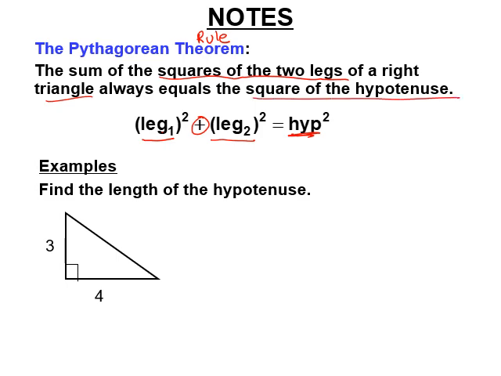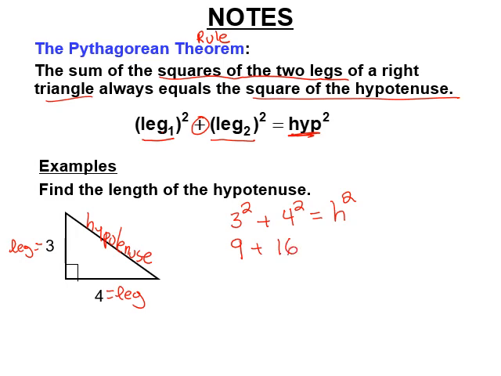Let's label. 3 and 4 are the short sides called the legs. The missing side we don't know is the hypotenuse. We're going to square the first leg, square the second leg, and that's going to equal the hypotenuse squared. I'm going to use H for hypotenuse. 3 squared is 9. 4 squared is 16. That equals H squared.